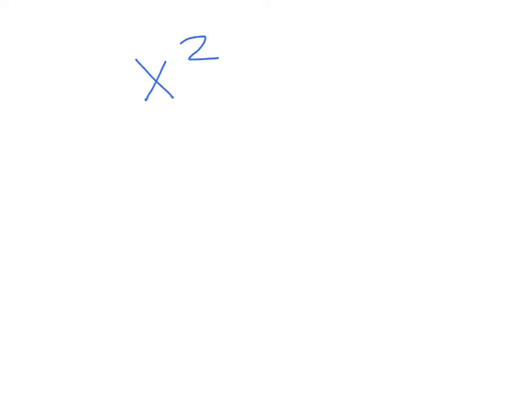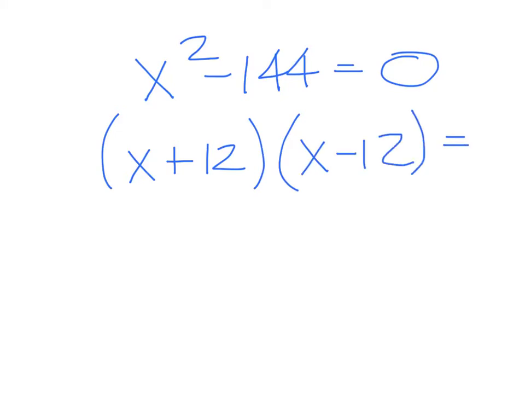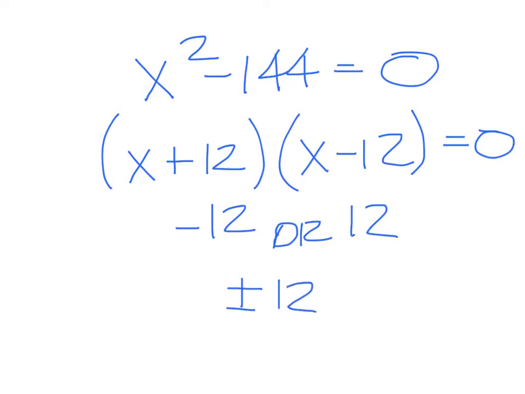X squared minus 144 equals 0. What would I do? X plus 11 or 12? 12. X minus 12. And what would be the answer? -12 or +12. You could also write plus or minus 12. Saves you some ink or lead.